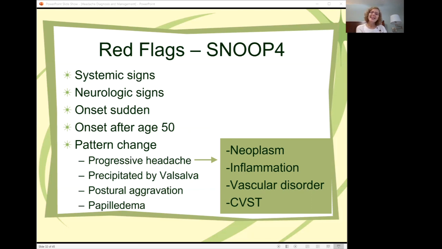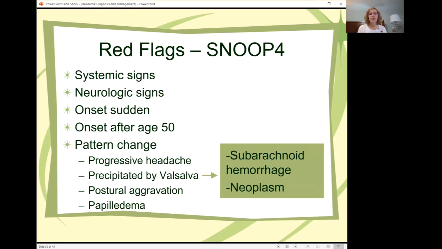If an existing headache evolves into a daily headache, consider malignancy or perhaps an inflammatory disease or vascular disorders. A headache that's worsened with Valsalva maneuver or activities like sneezing, coughing, or exercise is indicative of a subarachnoid hemorrhage, tumor, or hydrocephalus.